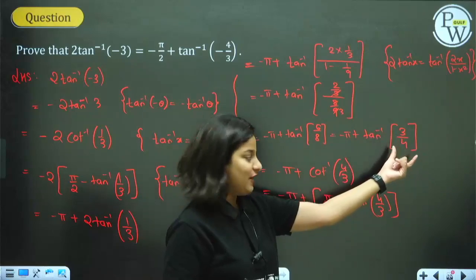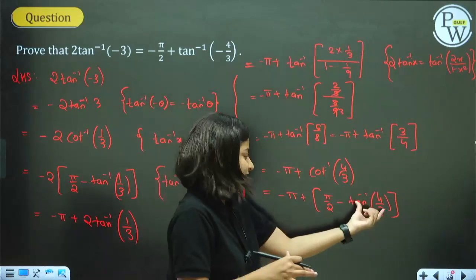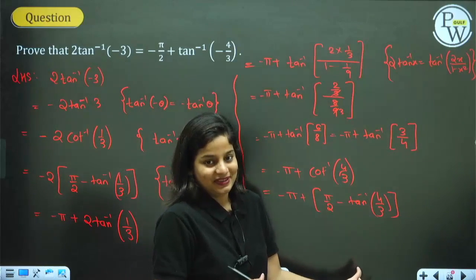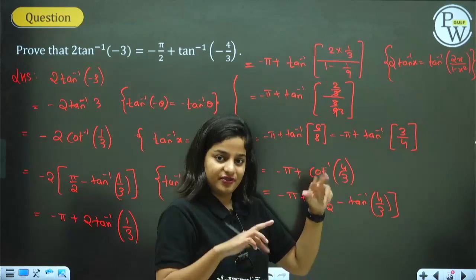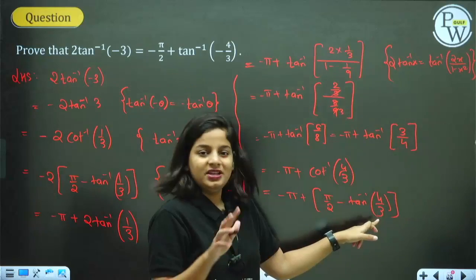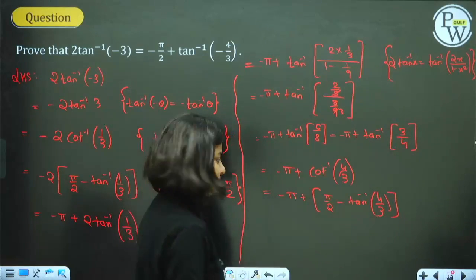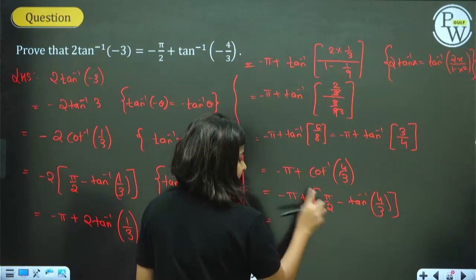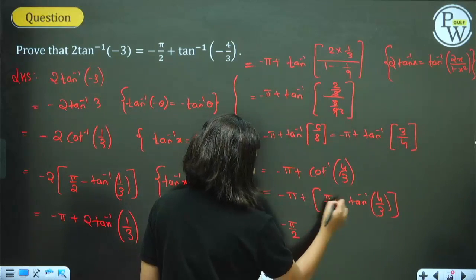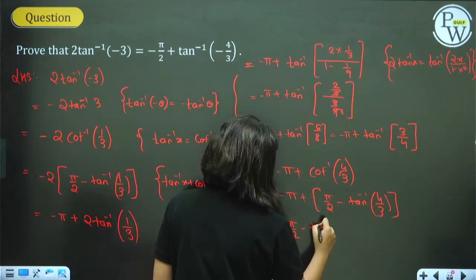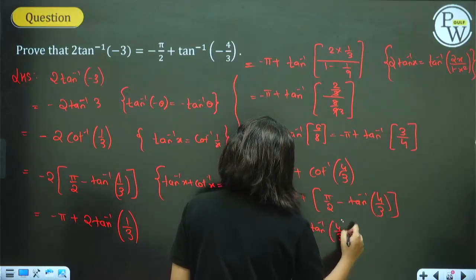Tan inverse 3 by 4, I have somehow managed to get tan inverse 4 by 3. How? Making tan cot, so the angle changes, reverses, and now cot can be easily converted into tan as 90 minus theta. Open up, minus 180 plus 90 is minus 90, and then this is minus tan inverse 4 by 3. Is it matching the RHS?